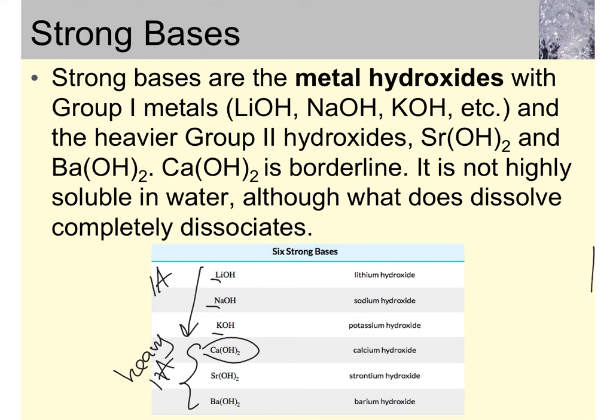There's debate on whether or not calcium qualifies as a strong base. Some sources will say yes, some will say no, because it's not very soluble, so not very much of it even gets dissolved in order to dissociate. But the little bit of it that does dissolve does completely dissociate. So really the only group 2 metal hydroxide that is not strong is magnesium hydroxide.